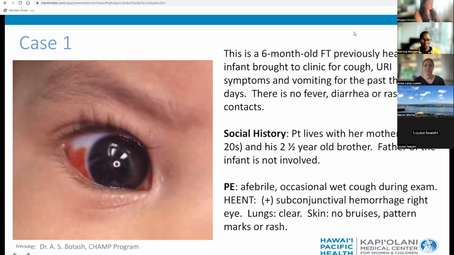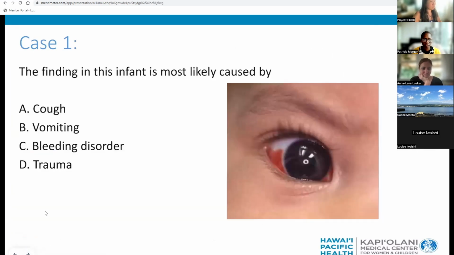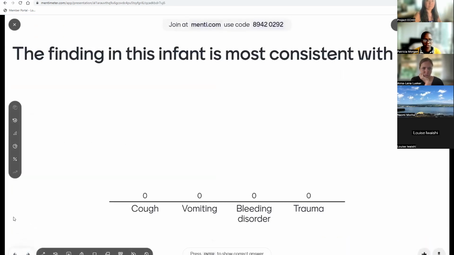On exam, the little one is afebrile and has an occasional wet cough during your exam. And you notice in the eye what appears to be a subconjunctival hemorrhage of the right eye. Lungs are clear. Skin: there are no findings of bruising, pattern marks, or rash. So the finding in this infant is most likely caused by A, cough, B, vomiting, C, bleeding disorder, D, trauma. In the next slide, you'll be able to vote. The finding in this infant is most consistent with which one of these?